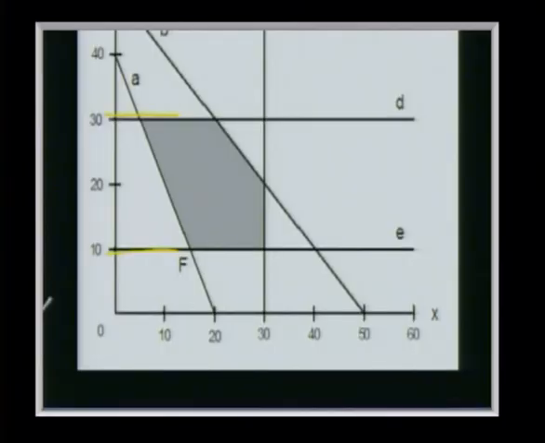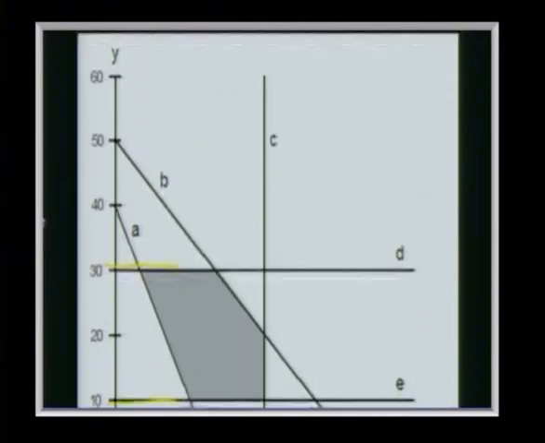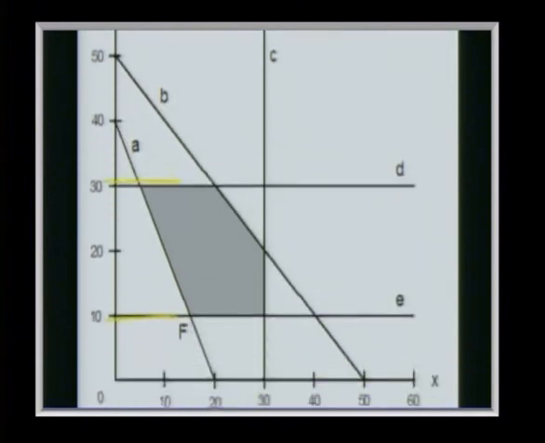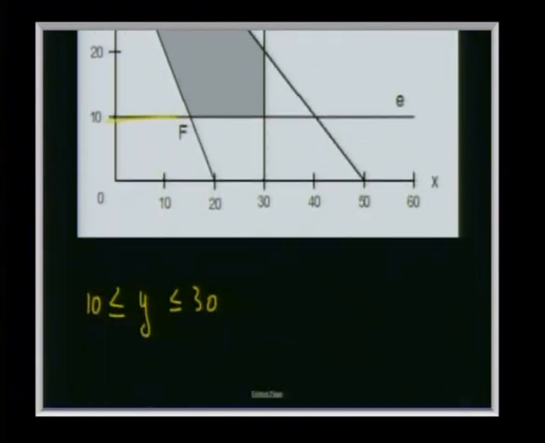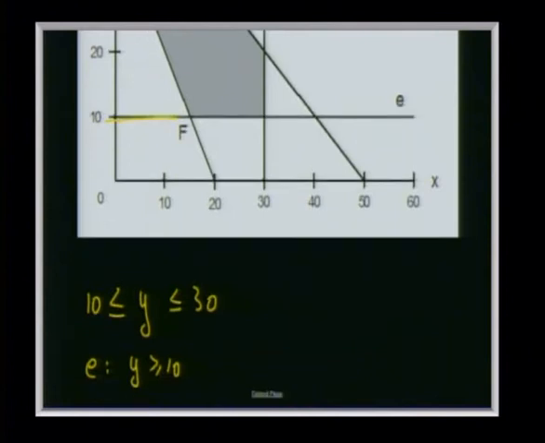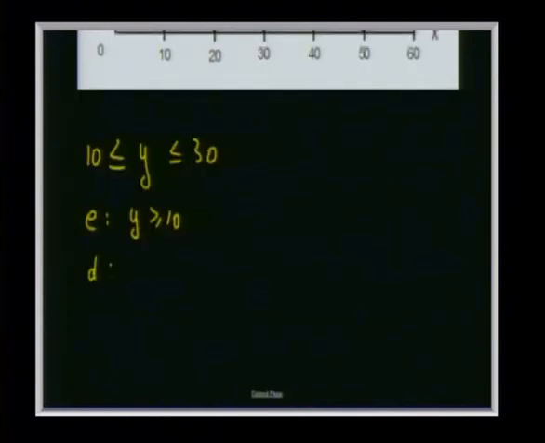However, if I think back to the question, they're saying they want each respective equation. So they don't want it like this. They want line E to be y is bigger than or equal to 10, and they want line D to be y is less than or equal to 30. So even though in the previous case we could have put the two together, in this case we're not allowed to.